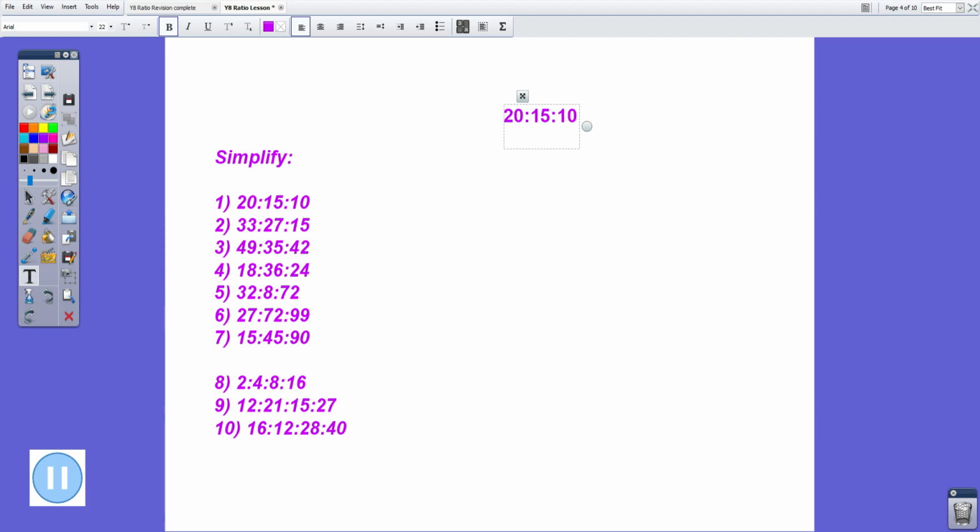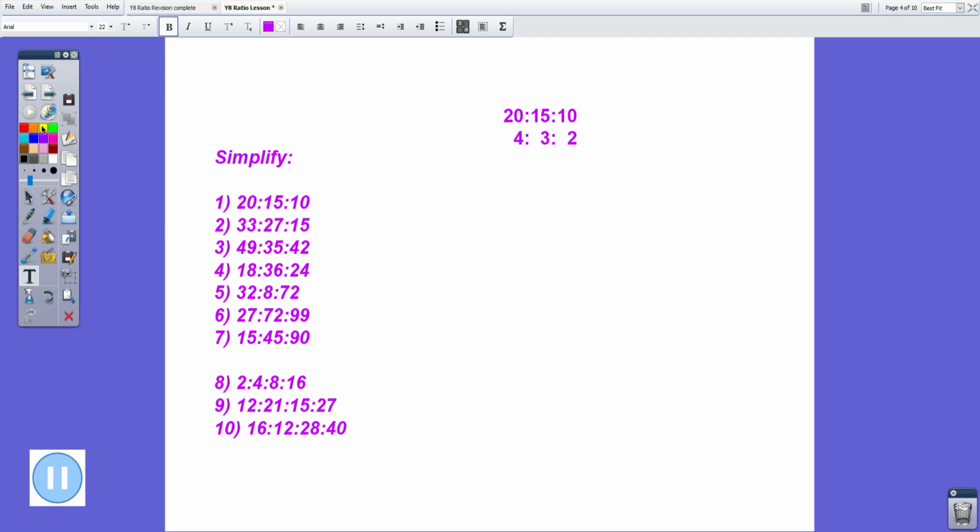Well, 20 and 10 both divide by 2 and they both divide by 10. But 15 doesn't divide by 2 or divide by 10. We have to find a factor that is common to all 3 numbers. And the only factor other than 1 which is common to all 3 numbers is 5. 20 divided by 5 is 4, 15 divided by 5 is 3, and 10 divided by 5 is 2. So simplified, this ratio becomes 4 to 3 to 2.